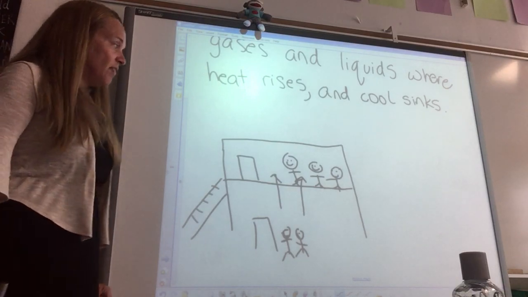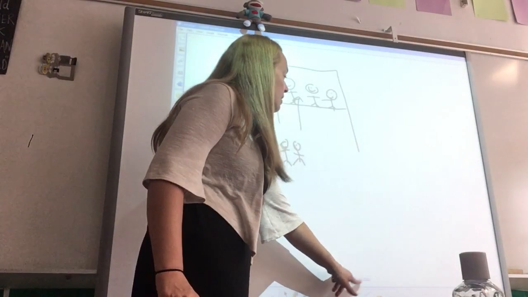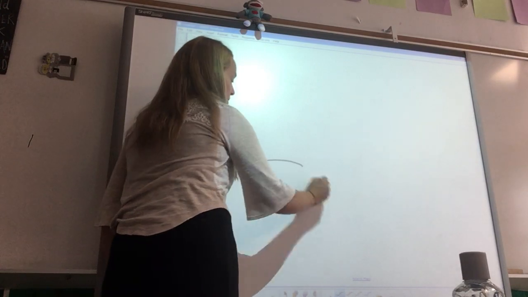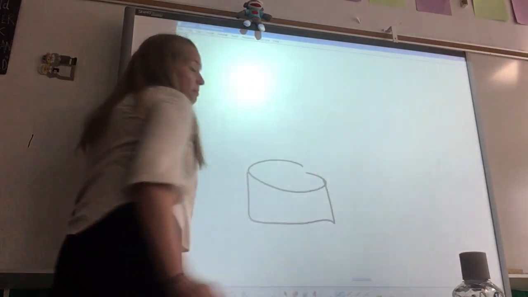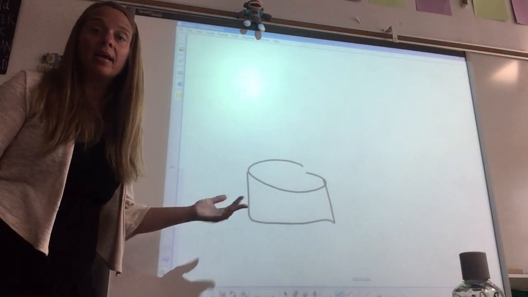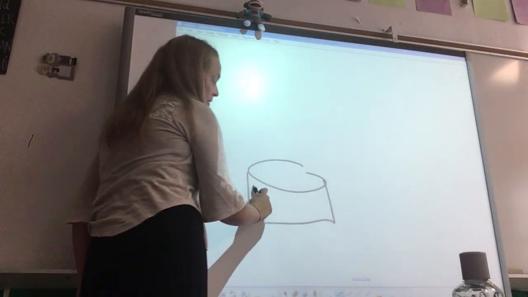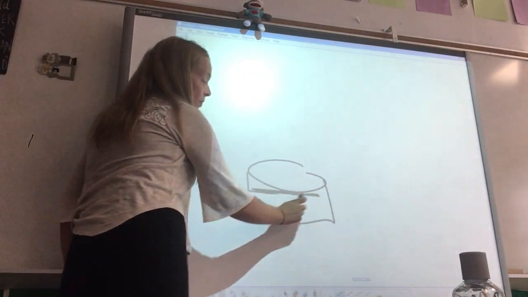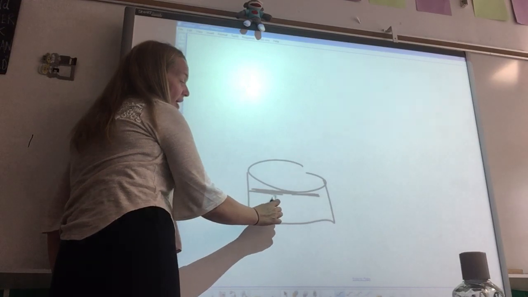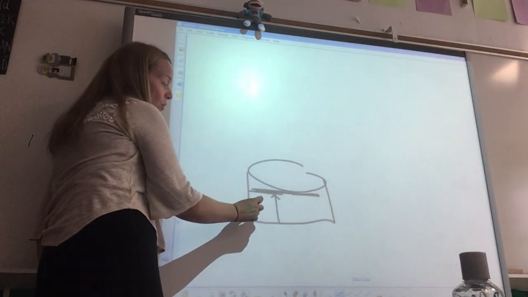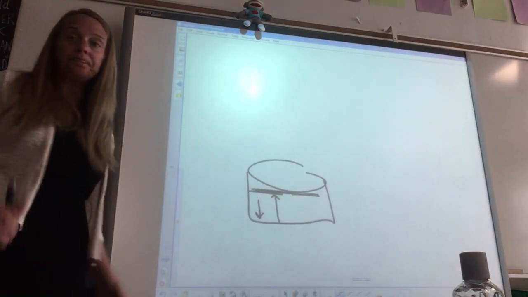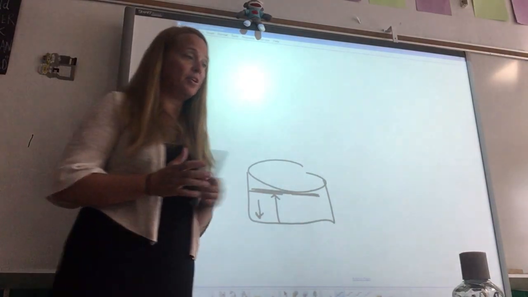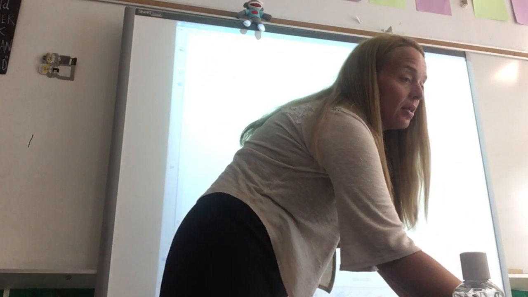Another example of convection that we talked about yesterday is a pool, or an ocean or a lake. The top of the water is going to be warmer because it is lighter and it rises. The cooler water is going to sink to the bottom. That is another example of convection.